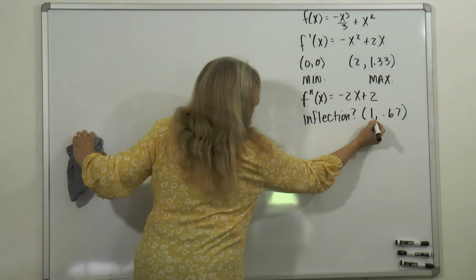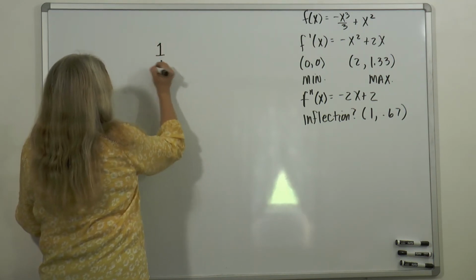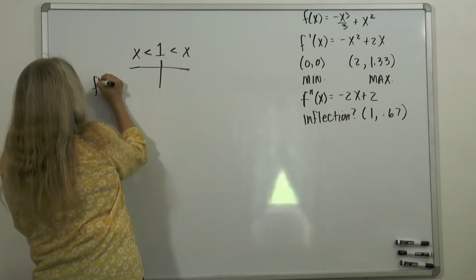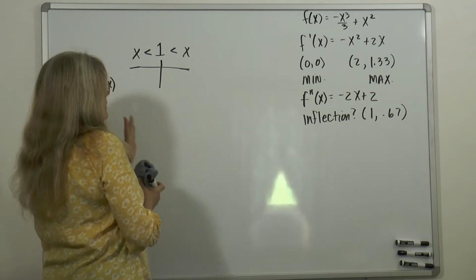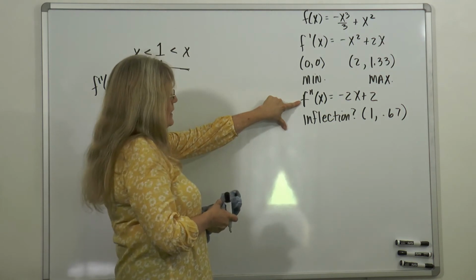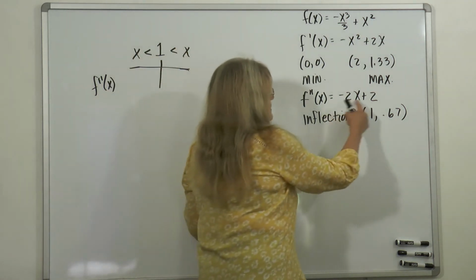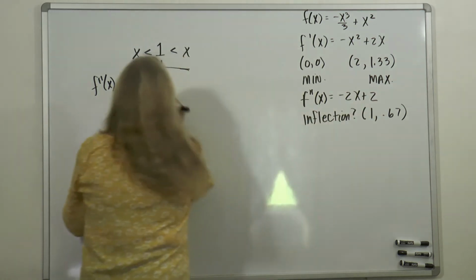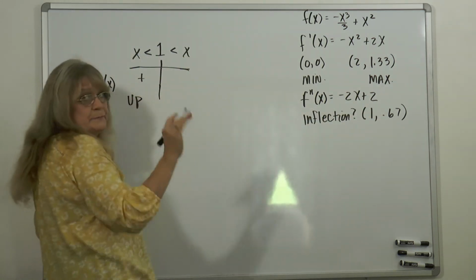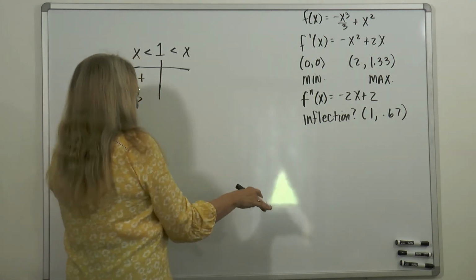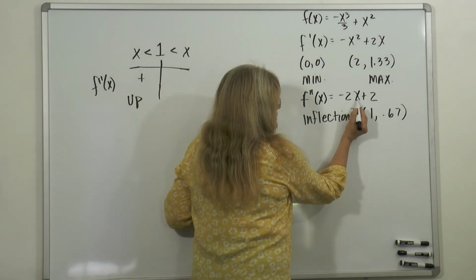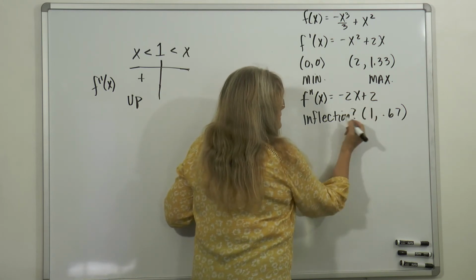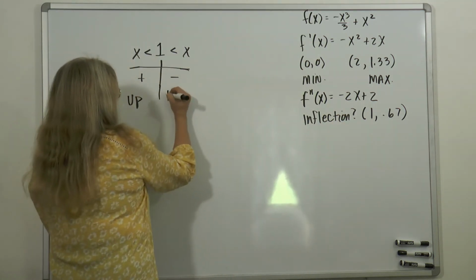So I take the x value of my potential inflection point, 1. Okay, and I'm going to look at what happens when x is bigger than it and when x is smaller than it. And I'm looking at f double prime. If x is less than 1, like say 0, is this going to be positive or negative? If I put a 0 in for x, that would be 0 plus 2, that would be positive. So that tells me that's part of an upward curve. Then I look at something bigger than 1, like say 2. Negative 2 times 2 is negative 4 plus 2 would be negative 2. If I put a 10, 10 times negative 2 is negative 20 plus 2 is negative 18. So anything that's bigger than 1 is going to yield a negative, and that's going to be part of a downward curve.